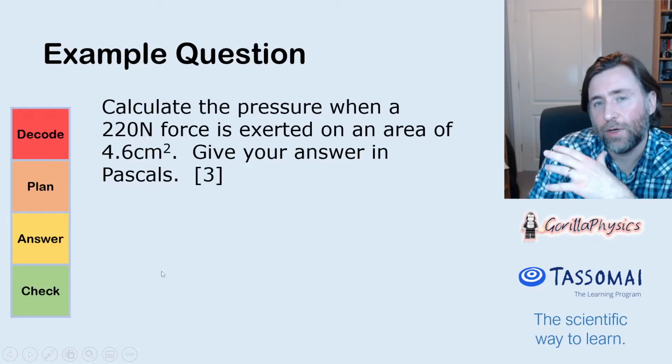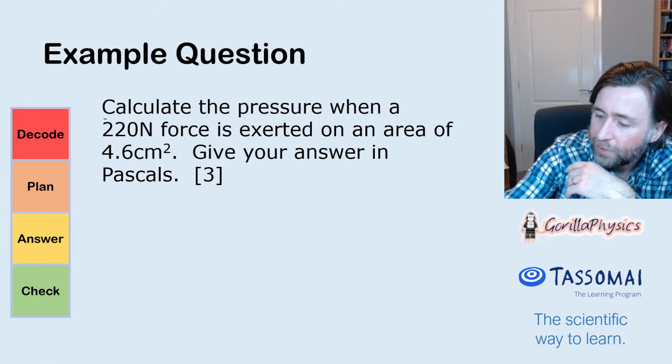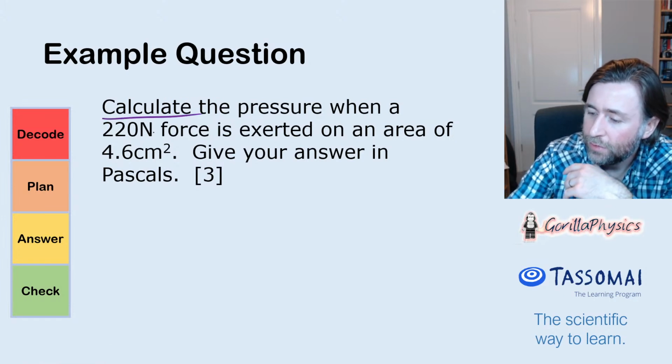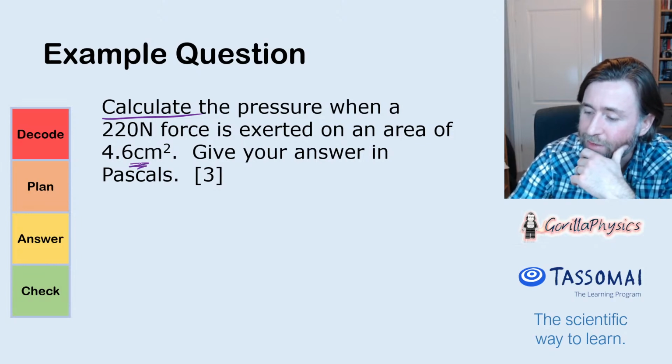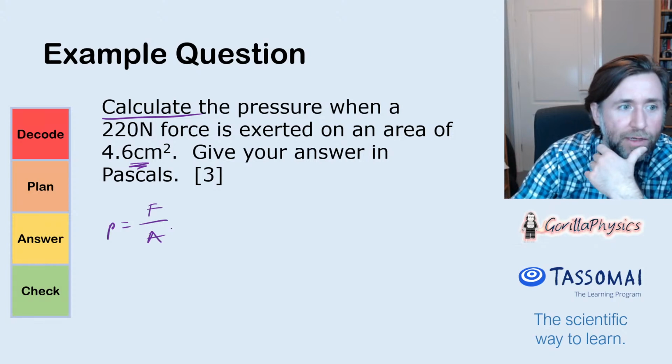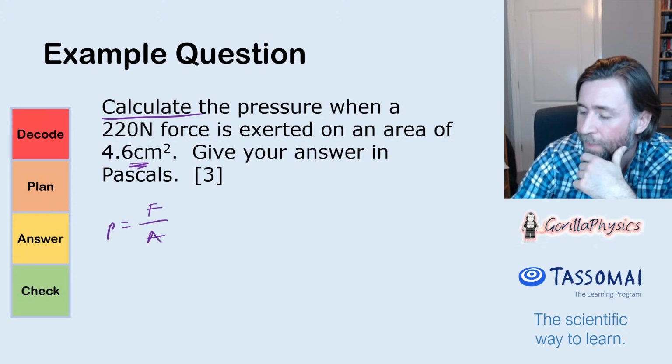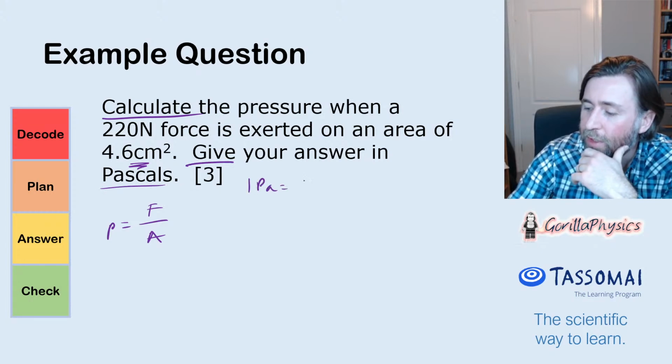Okay, so here it is, it's a 3-mark question. Calculate the pressure when a 220 newton force is exerted on an area of 4.6 centimeters squared. Okay, so let's first of all get our equation ready, plan it out now. Pressure is force over area. We recognise we've got a force, we've got an area. That's what we're going to go ahead and do. Oh, and it does say, look, give your answer in pascals. So we better go ahead and convert, because 1 pascal, remember, is 1 newton per meter squared.